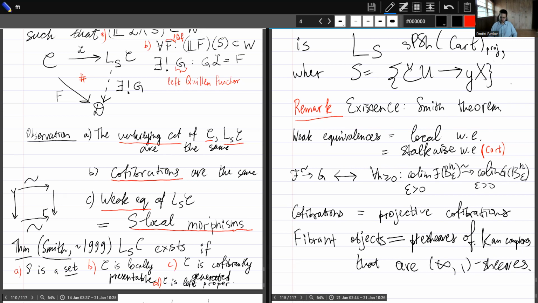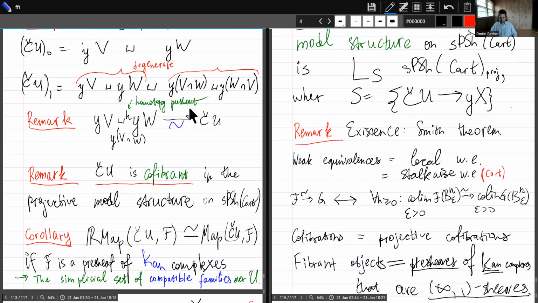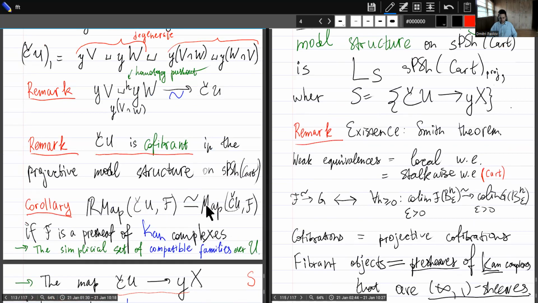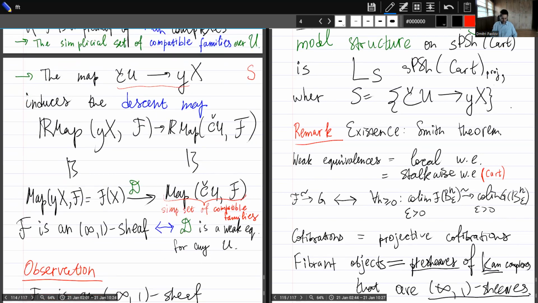So fibrancy in the projective model structure means you are object-wise fibrant, which in our case boils down to being a presheaf of Kan complexes. And you also must be a local object, which means you are an infinity-1 sheaf in the sense we talked about here. So this map has to be a weak equivalence. Sorry, not this map D. So this is the infinity-1 sheaf condition.